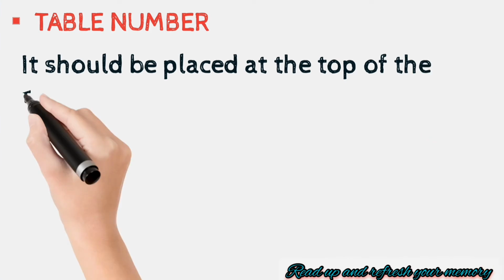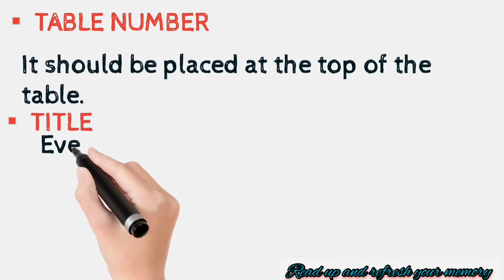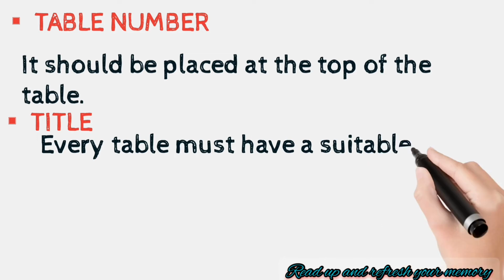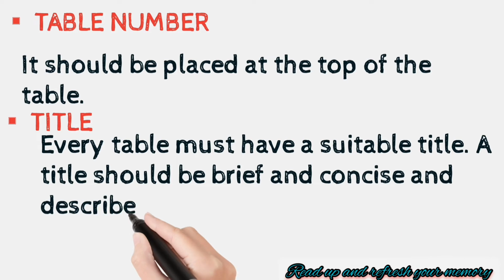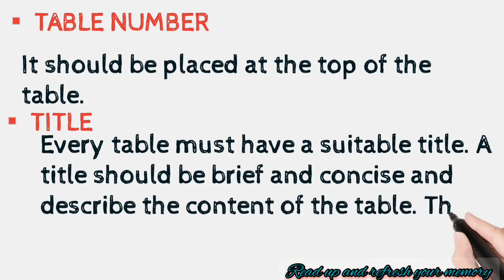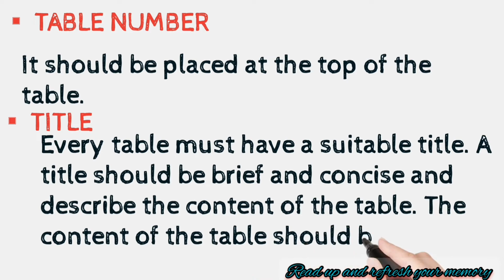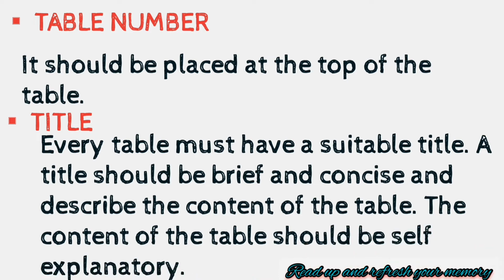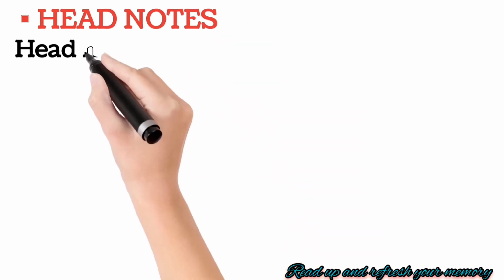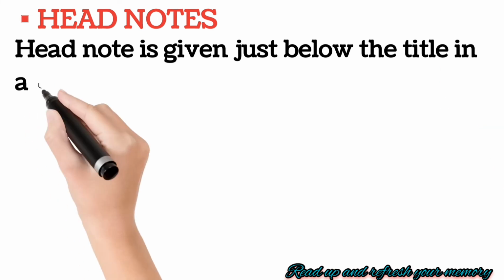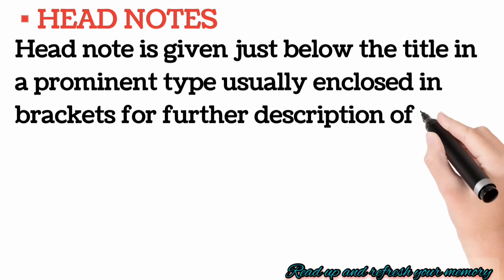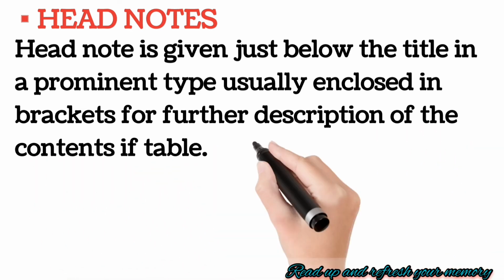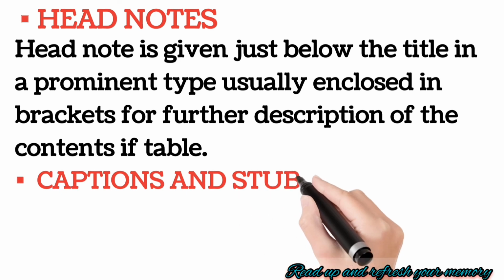Number. It should be placed at the top of the table. Title. Every table must have a suitable title. A title should be brief and concise and describe the content of the table. The content of the table should be self-explanatory. Head notes. Head note is given just below the title in a prominent type, usually enclosed in brackets, for further description of the contents of the table. Head notes enclosed in bracket is given just below the title.